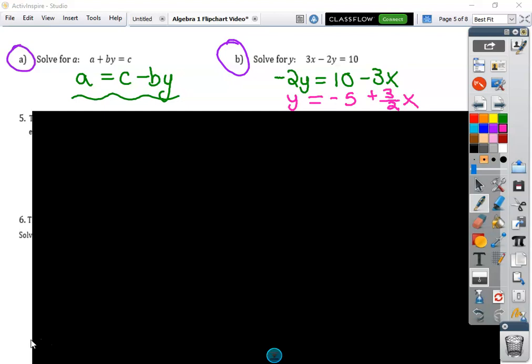So A was pretty awesome. You just had to move the whole thing to the other side. And then for the second problem, getting that y by itself, moving the 3x first and then dividing by -2. Be careful when you are moving. It's a -2. So remember the multiplying and dividing rules of integers.